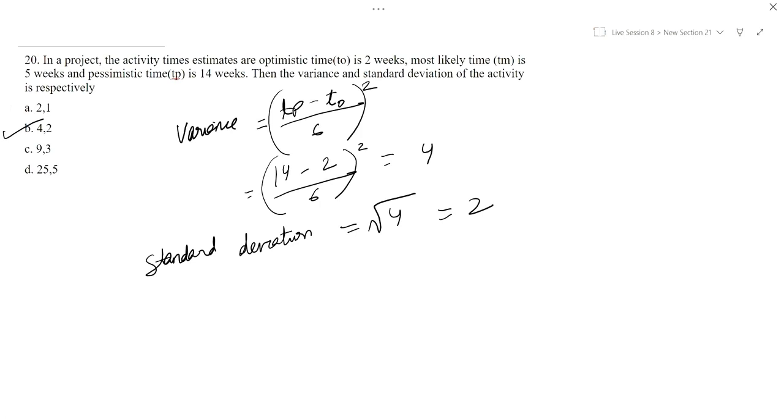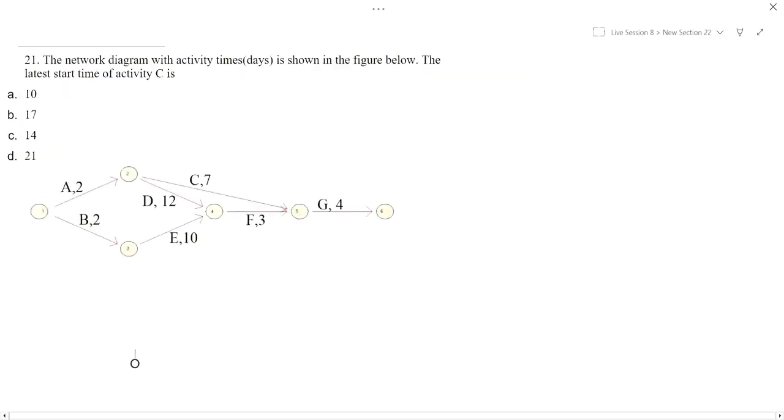Next question. The network diagram with activities is shown in the figure below. The latest start time of activity is, so this is a very good question. We will just draw this. This is the activity A, B, C, D, E, F, G. The durations are given: 2, 2, 12, 7, 10, 3, 4.